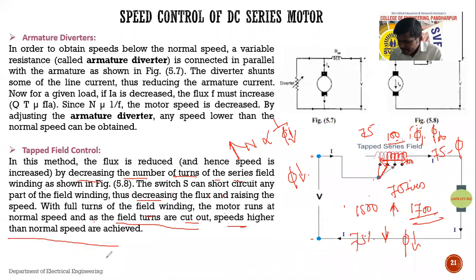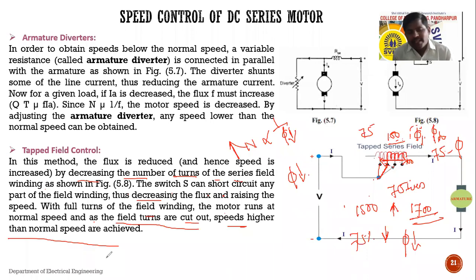All of you understood what is meant by tapped field control? Yes, sir. Okay, and this method is also suitable in the case of a traction system, and it is also used in traction systems. If we want to increase the speed, generally a series motor can be used in the traction system. So by reducing the value of flux we are achieving more speed, and this is achieved by gradually cutting the field winding. By reducing the field winding gradually or cutting it out, we increase the speed.